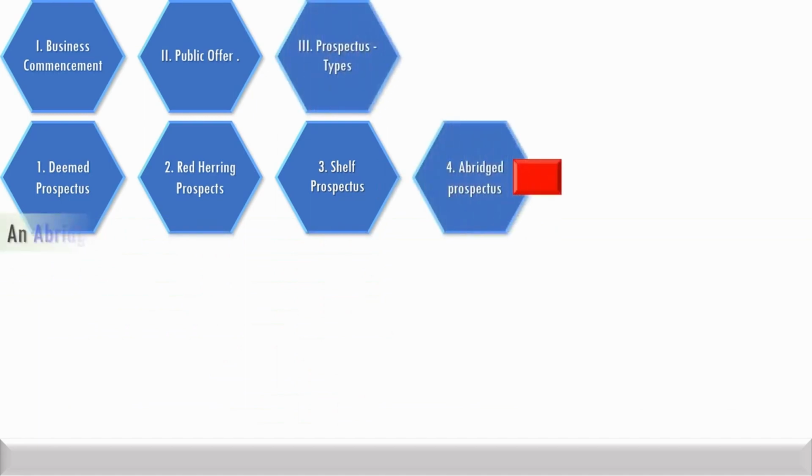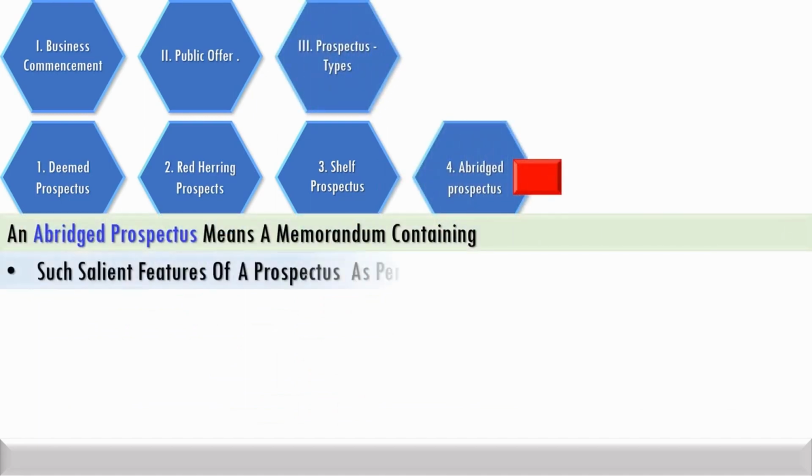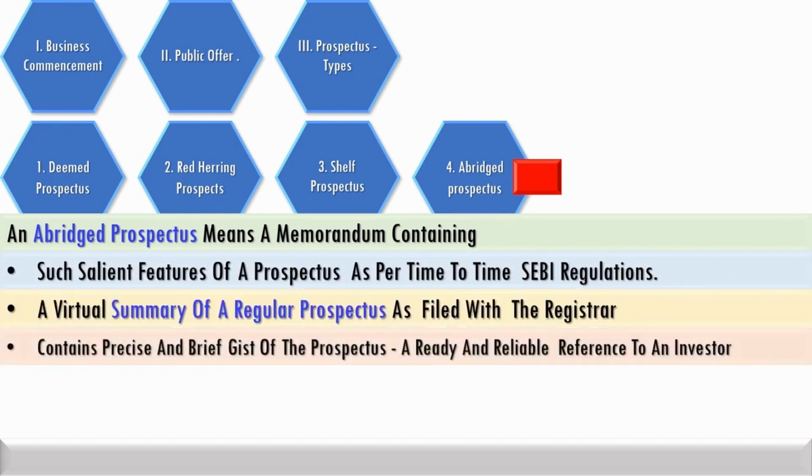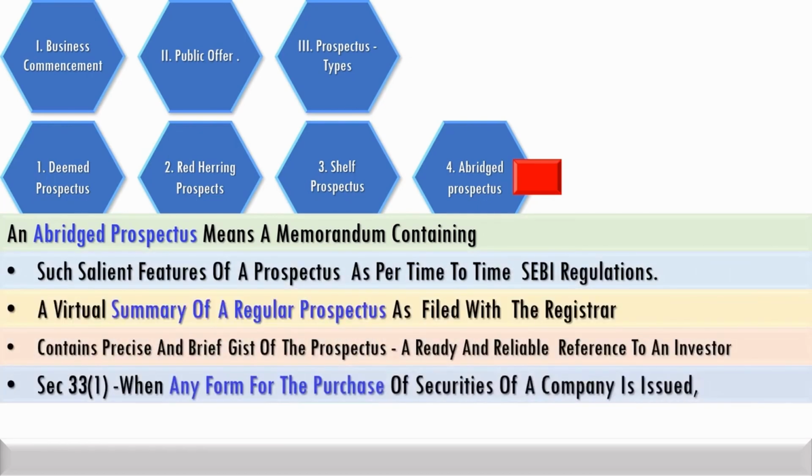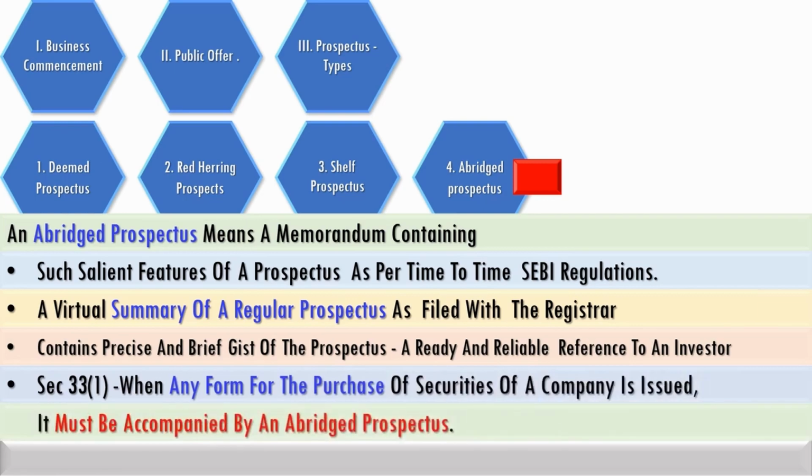Abridged prospectus is a memorandum containing the salient features of a prospectus. It is a virtual summary of a regular prospectus as filed with the registrar, a ready reckoner for an investor. Section 33 subsection 1 says, when any application form for the purchase of securities is issued by a company, such application form must be accompanied by an abridged prospectus.